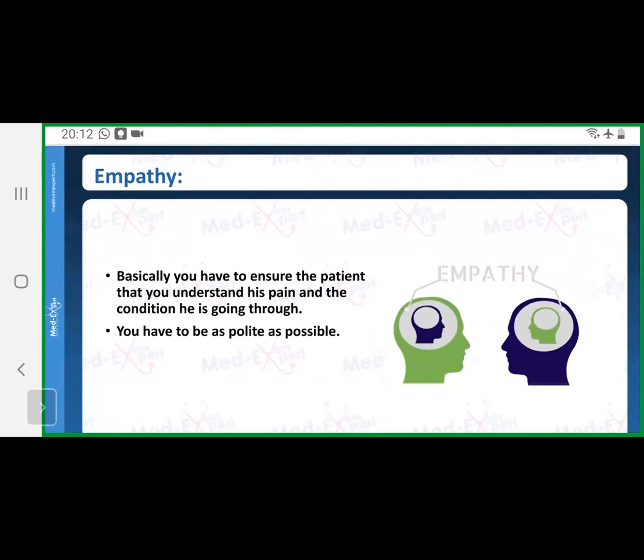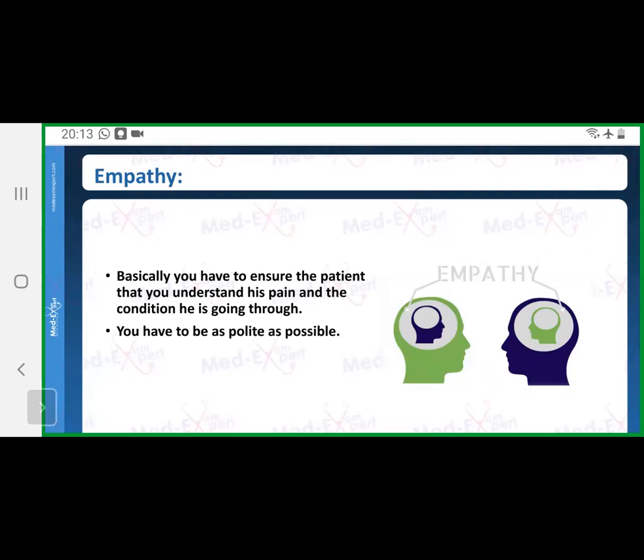So this is a very good diagram, it is self-explanatory about empathy. Empathy is a word which is a whole universe in itself, and you have to understand the meaning of this word to know what it means. Basically, you have to assure the patient that you understand his pain and the condition he is going through. Whenever someone close to you suffers from some disease or ailment, you are concerned. So you have to show your concern.